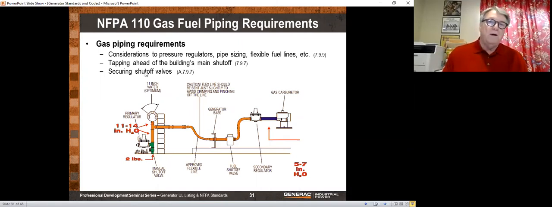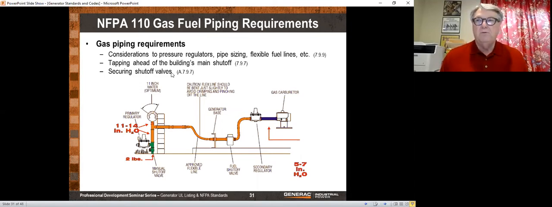Another thing is your shutoff valves. Now you need to have a shutoff valve, and one of the most common reasons for natural gas generator failure is somebody shuts off the valve. It could be a kid just playing out there, or it could be somebody shutting off the valve so they can work on the generator, and then they forget to turn it back on. So we recommend that you have a padlock on the valve. You want to padlock the valve in the open position.